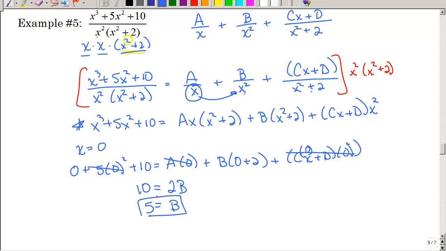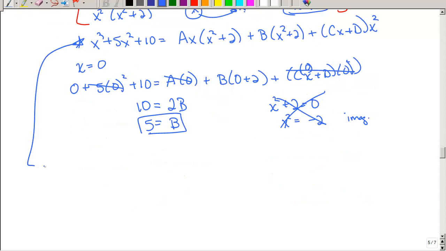Now, why are there no other convenient values? Because if you say x squared plus 2 equals 0, you're going to get an imaginary solution by taking the square root. So we don't want to have that. So we have no more convenient values. So what are we going to do? We're going to equate coefficients.